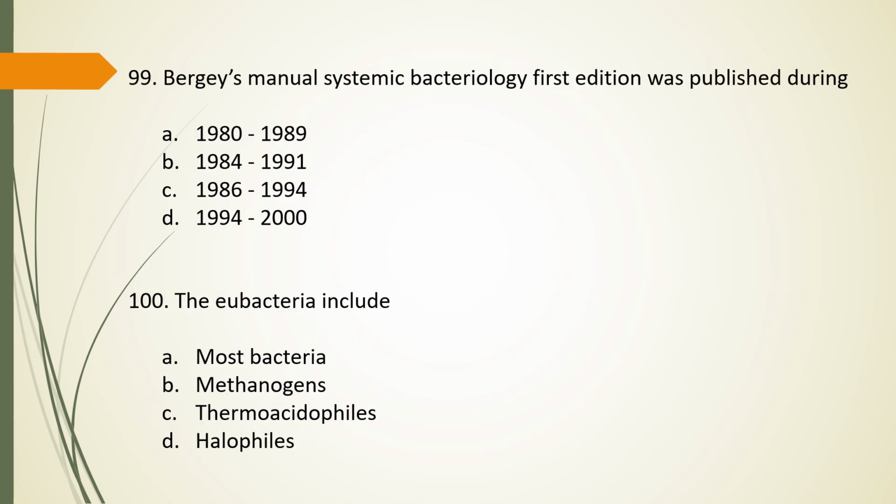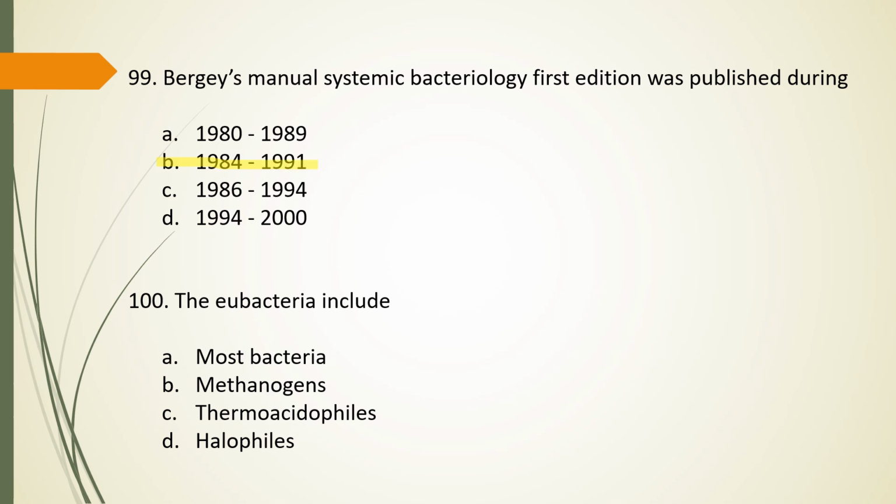Question number 99. Bergey's Manual of Systematic Bacteriology first edition was published during. The options are option A 1982 to 1989, B 1984 to 1991, C 1986 to 1994 and D 1994 to 2000. The correct answer is option B 1984 to 1991.